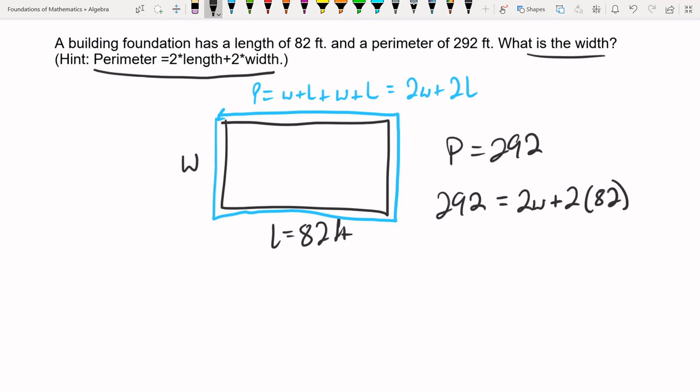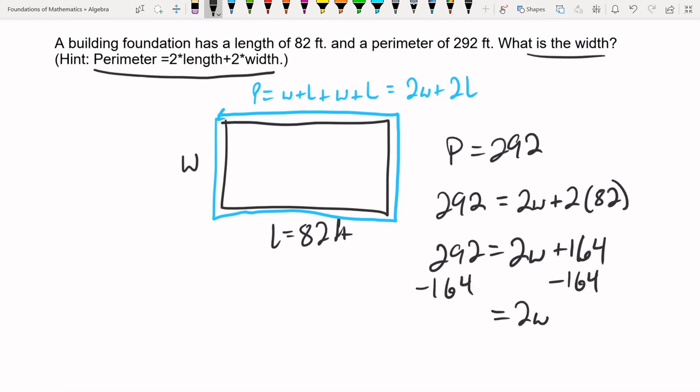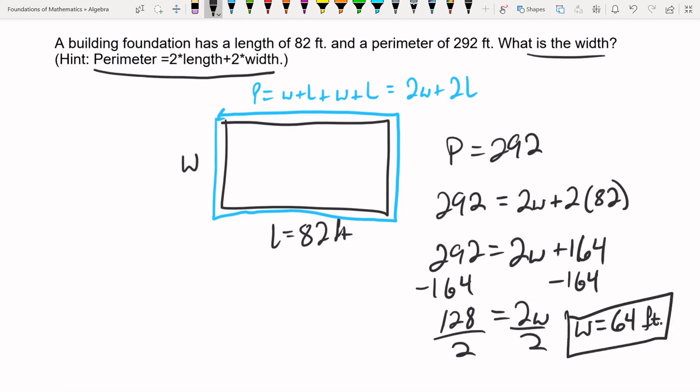First, I'm going to do 2 times 82. It gives me 164. I'm going to subtract 164 first to get the variable term by itself. I'm not sure what that is off the top of my head. Let's do 64, 128. Now I can divide by 2 to get the W by itself. And that gives me 64. That's going to be in feet since the length was in feet. So this is an 82 by 64 foot building foundation.